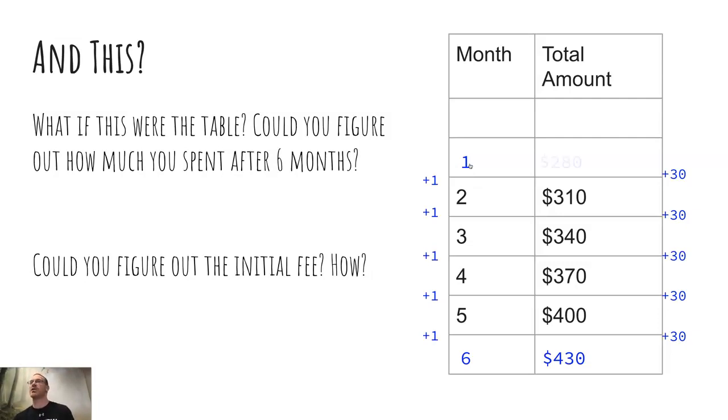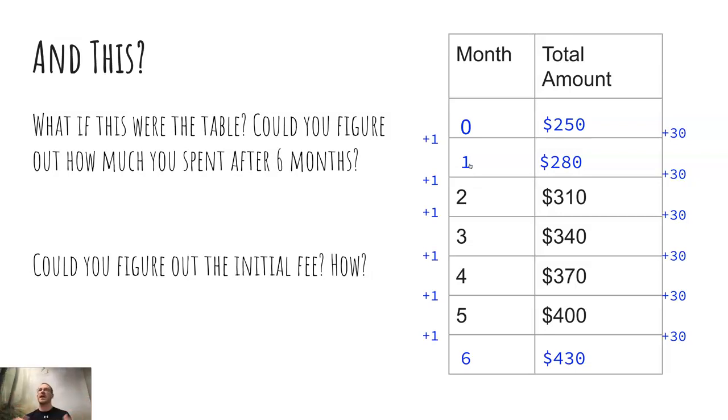So 310 minus 30 would be 280. And then we would just work that back one more month to get to month zero, which is that initial fee. And then once again, I had to add 30 if I continue that pattern, and I can get to $250.